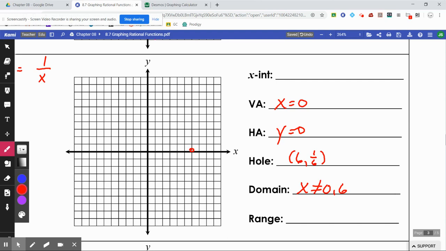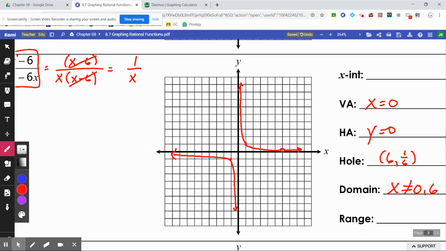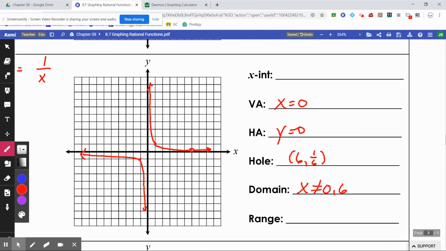Then we can plug some points in, plug in 1, you get 1, plug in -1, you get -1. However, this is a very familiar function, a hyperbola, that we talked about in a previous section. That's going to look something like this. It's just going to follow your x and y axis, and down here it will do the exact same thing. The only difference was this one had a hole in it because of the x minus 6's. So there's a look at your graph.